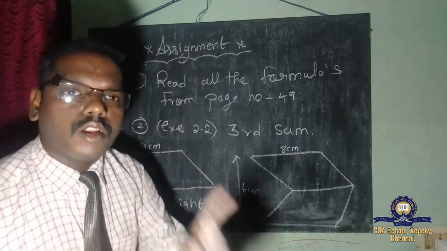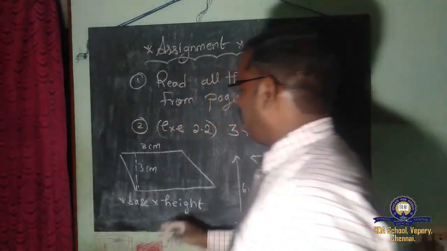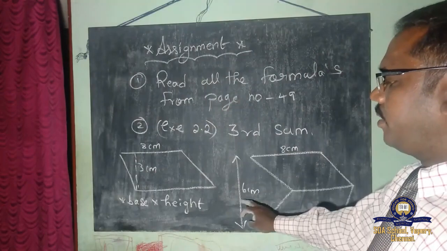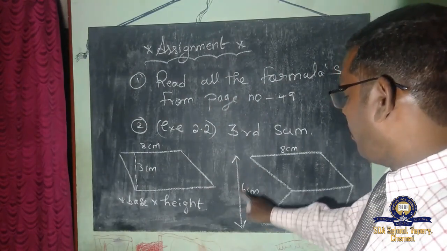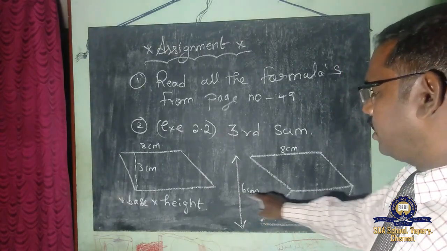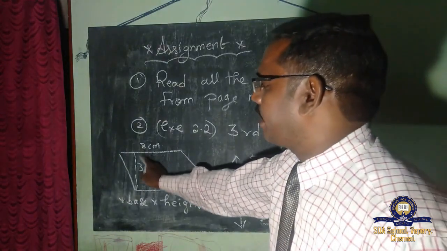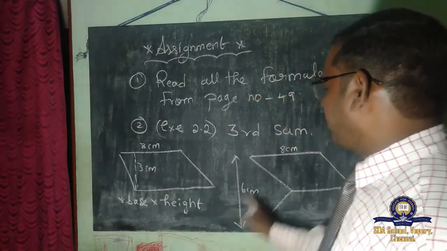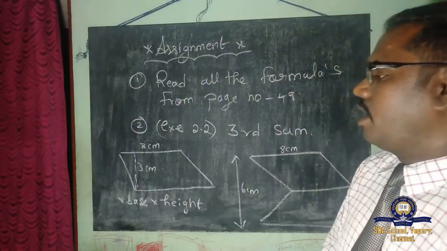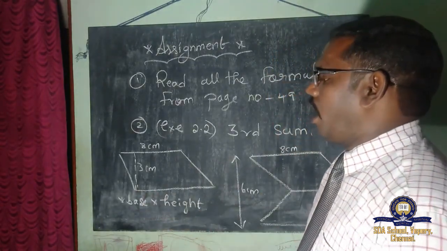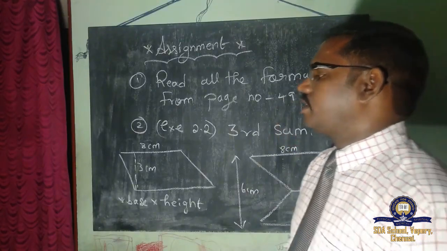So one parallelogram, how will it be? Like this. See, the total height is 6 centimeter. They have given it here. So up to this point, from here to here 3, from here to there 3. So height of the parallelogram is 3 centimeter. Then the base is 8 centimeter. You look at the formula on page number 49. It is there.